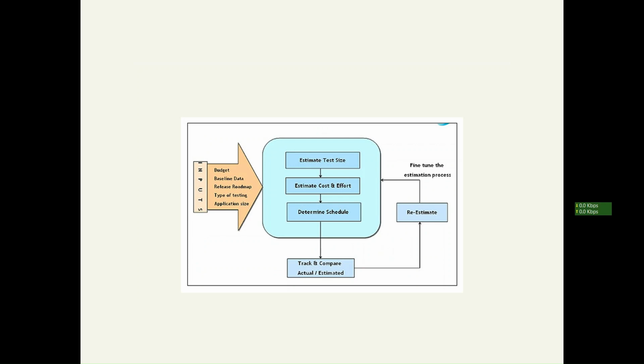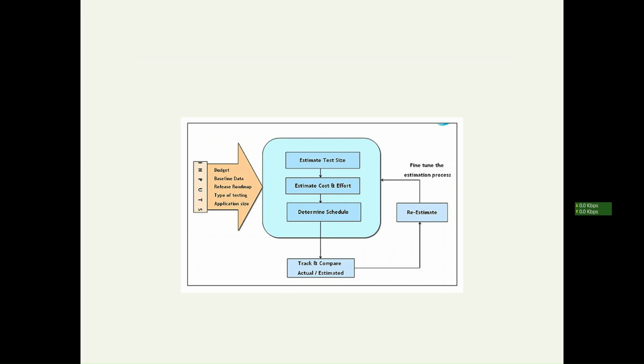And the size of the application: how many modules, how many links, what is the functionality, any critical functionality. All these things are inputs for checking the size, effort and schedule. All these are needed for calculating the size and cost of the project, the effort needed to complete the product, and determining the schedule: 6 months, 3 months, 1 year, 2 years, like that.